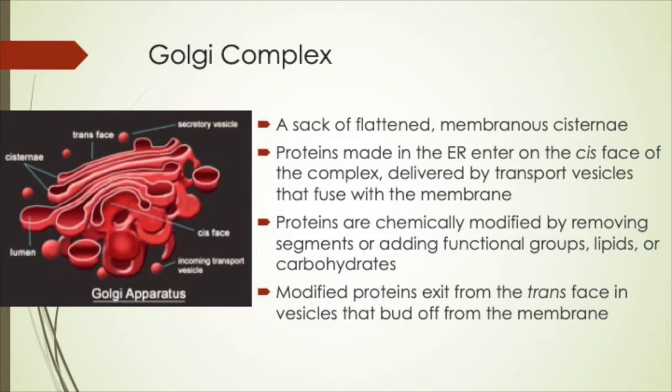So the rough ER is a main site for protein synthesis, and the smooth ER is the main site for lipid synthesis. Lipids to make the membranes, lipids to fix things. Okay, the rough ER is rough because the ribosome is attached to the membrane. So the Golgi apparatus is a sac of flattened membranous cisternae.